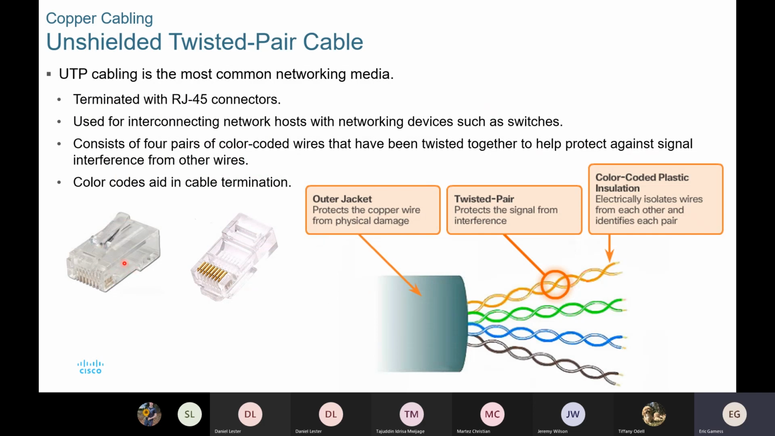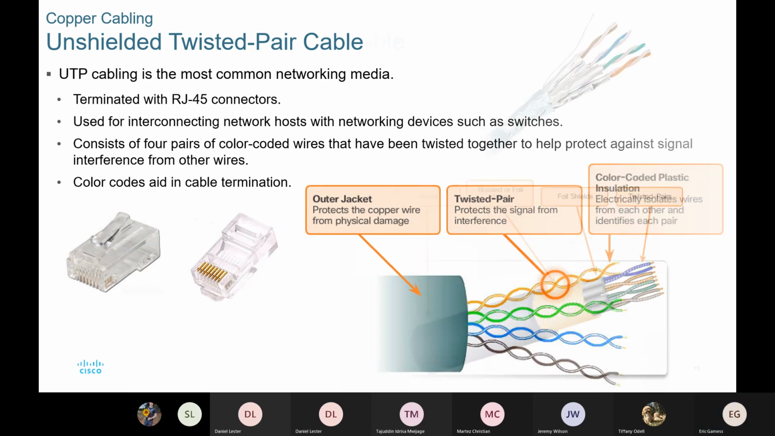So this is an RJ45 connector. You can see it. This is the top part. This is the lower part. This is a UTP cable. So we have a jacket and we have pairs. And remember, the pairs will be white orange, orange, white green, green, white blue, blue, and white brown, brown. And they are twisted to avoid the crosstalk, as I was telling you, no?